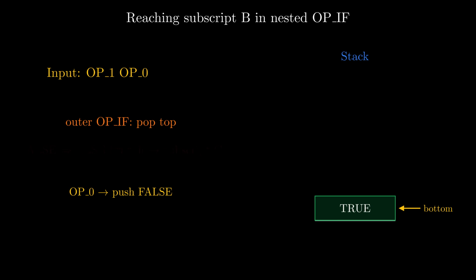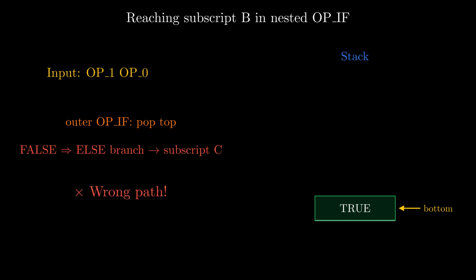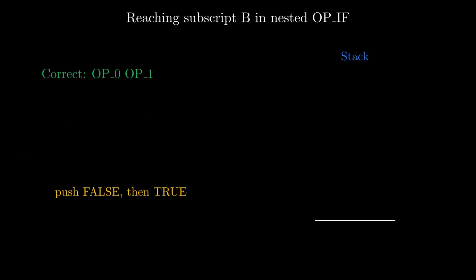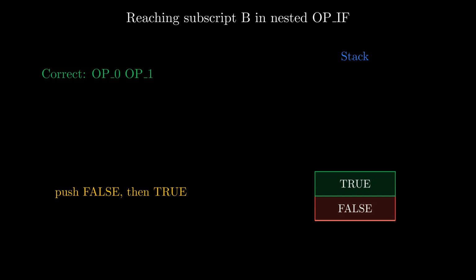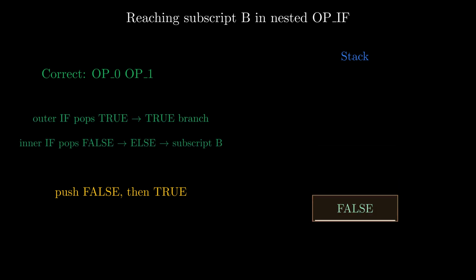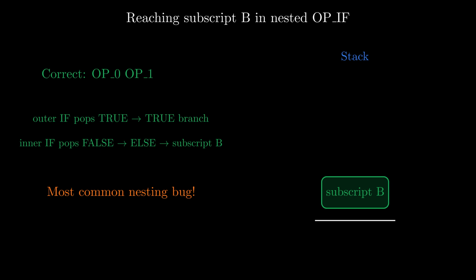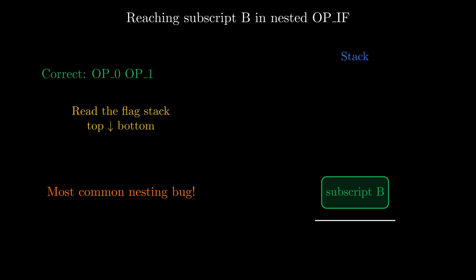Wait, that sends us into the else branch towards subscript C, not B. So to reach subscript B, we actually need to push false then true, putting true on top for the outer IF and leaving false underneath for the inner IF. This is the most common nesting bug. Always read your flag stack from the top down, matching opcode execution order.